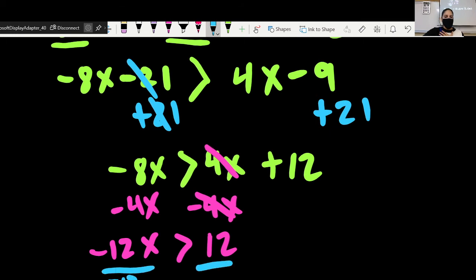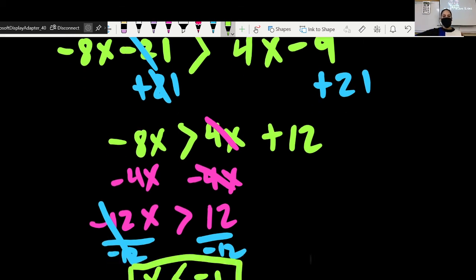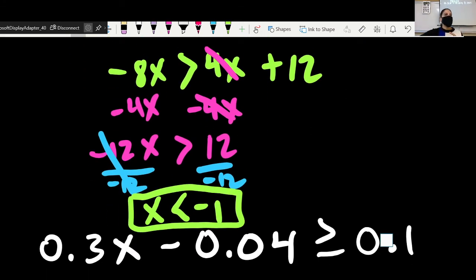Divide both sides by negative 12, which is going to get rid of this. So after all that work, x is less than, because we flipped the sign, negative 1. I'm going to assume you all know how to graph that, so we're not going to spend the time to graph it, but do we all get how to do that? Good?